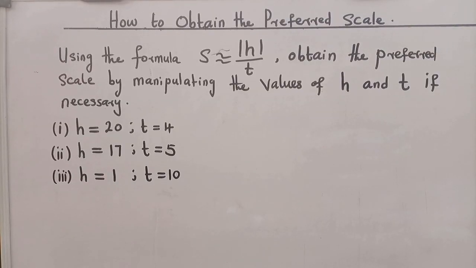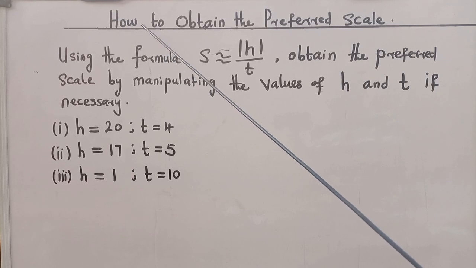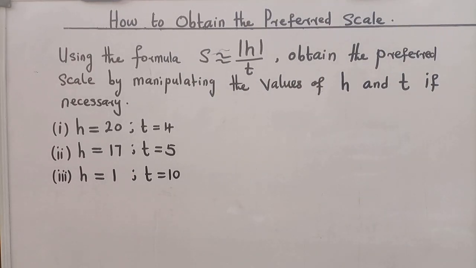Now let's turn our attention to how to obtain the preferred scale. Since we have known the preferred scales and what they are, how do we insist on getting the preferred scale? It says, using the formula S is approximately equal to H over T, obtain the preferred scale by manipulating the values of H and T, if necessary.